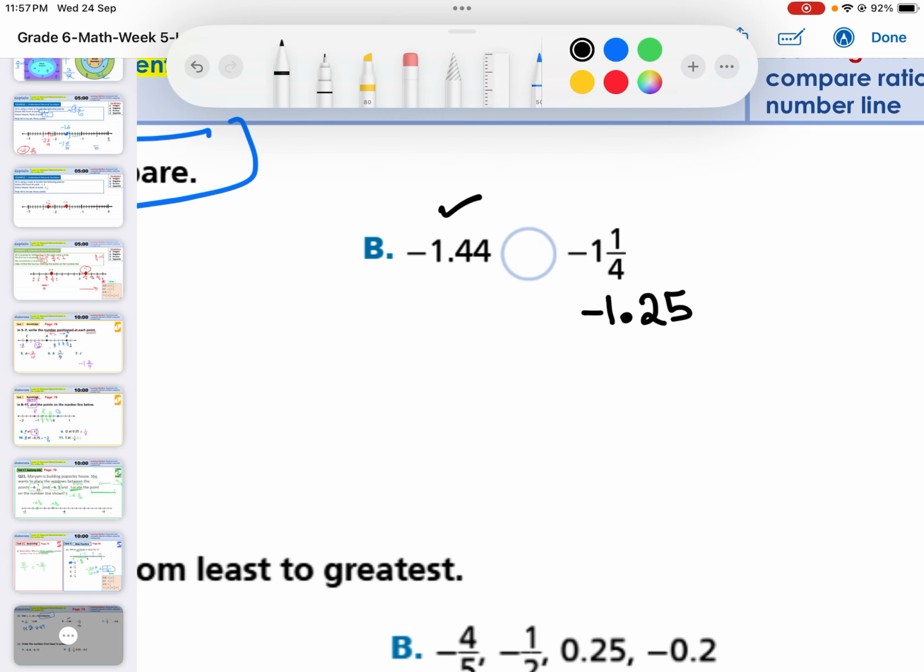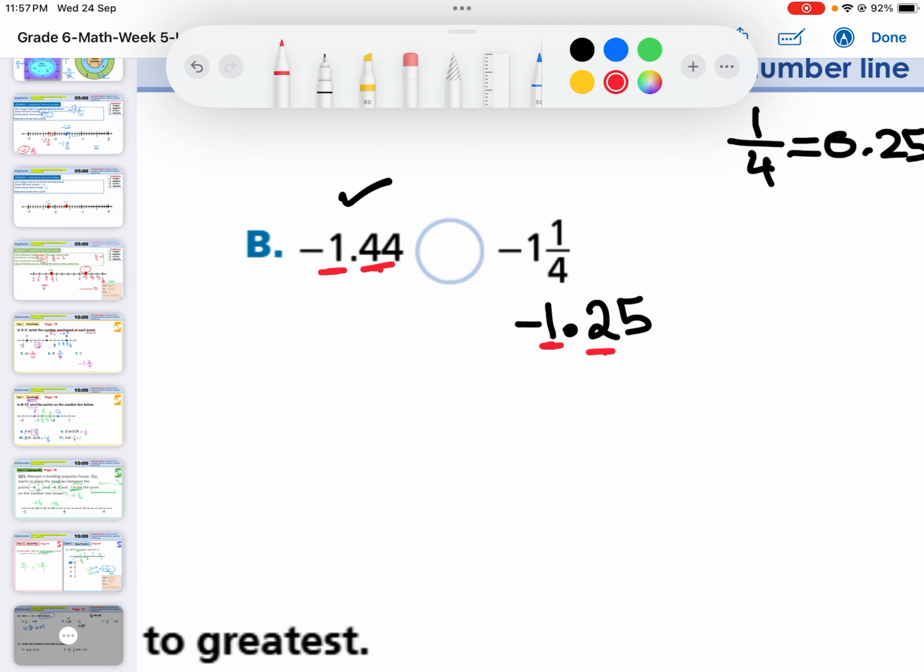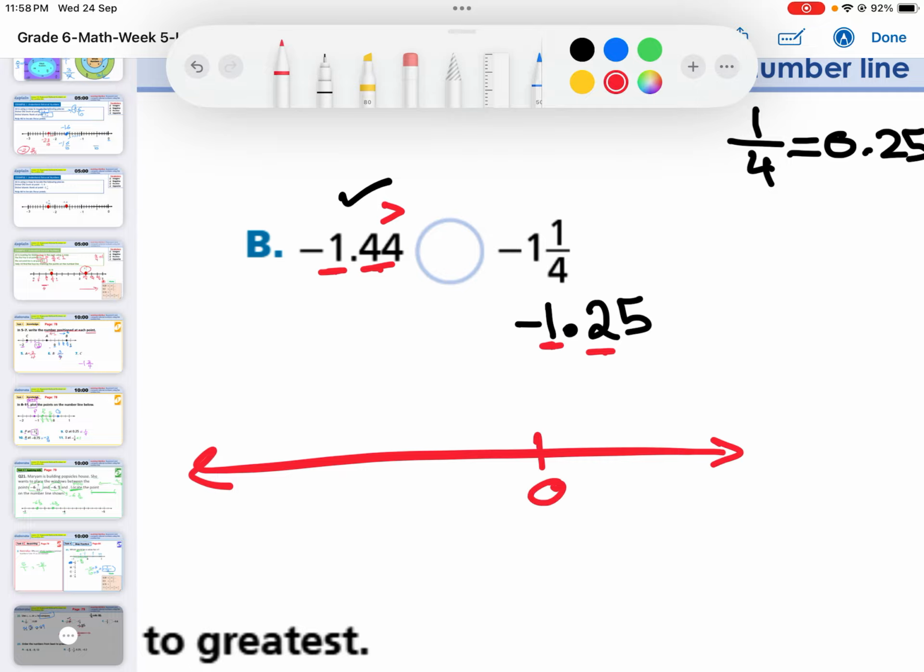Now let's compare the same way. I check the place values. You got here negative 1, equal. Go to the next one. You got 4, you got 2. So which one will be greater? Obviously 4 is greater. But guys, we forgot something really important. What do you notice here? Both of them are negative. So you think that this 4, you're correct, it's greater. But which one is the closest to 0 if you do it on the number line? Negative 1.2.